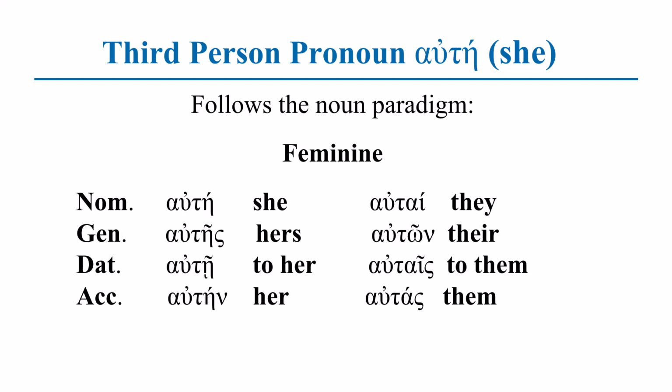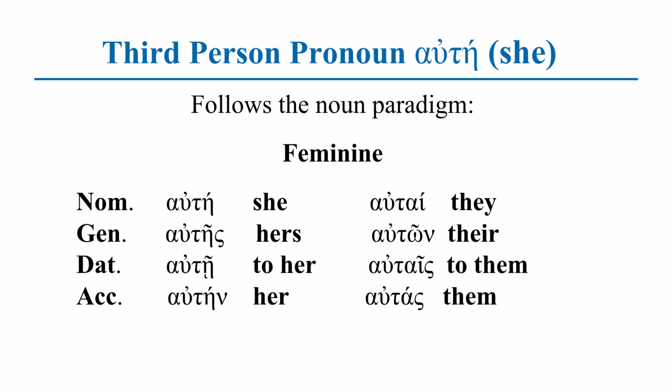Let's look at the feminine paradigm. Feminine paradigm uses autē, meaning she. So the third person pronoun in the feminine is built from the word autē, meaning she. So masculine, you have autos, meaning him. Neuter, you have auto, meaning it. Feminine, you have autē, meaning she. And this is a paradigm for autē in the feminine.